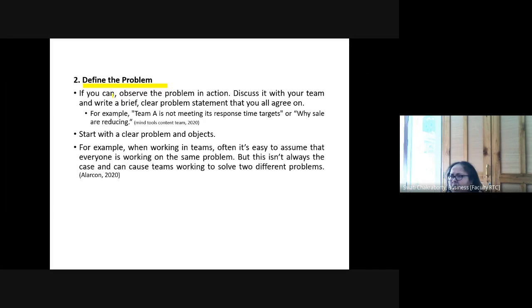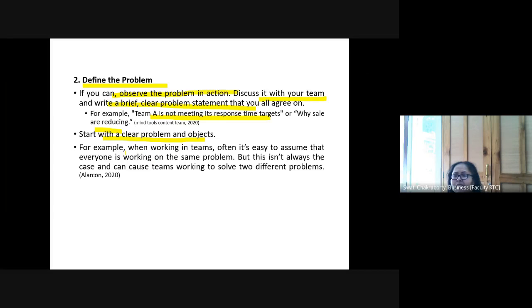The next step is defining the problem. If possible, observe the problem in action. Observe it, then discuss it with your team members, and then write a clear and brief problem statement which everyone on the team agrees upon. Say, for instance, team A is not meeting its response time targets, or why sales are reducing. These are specific questions. So start with a clear problem and objectives.